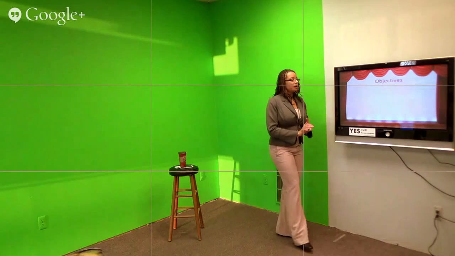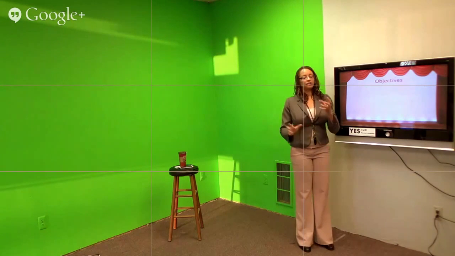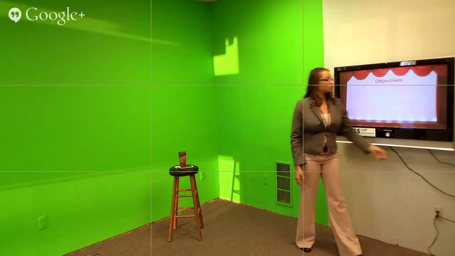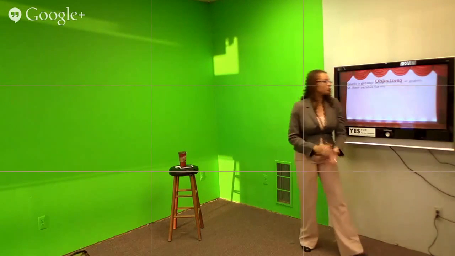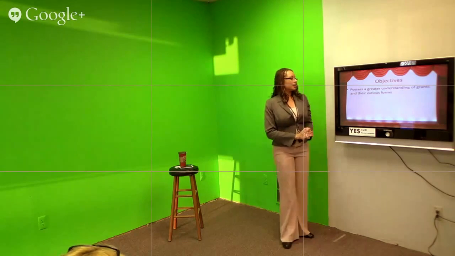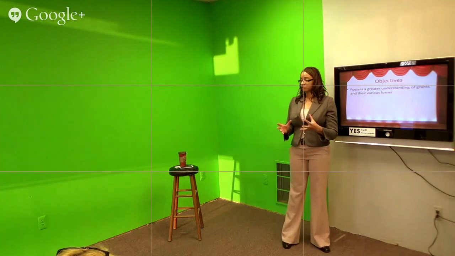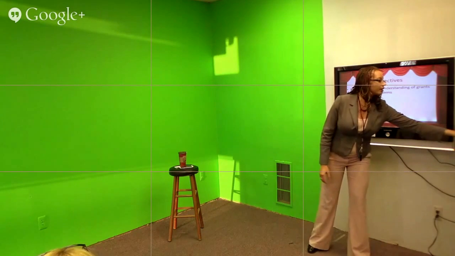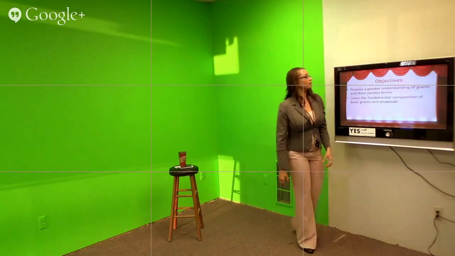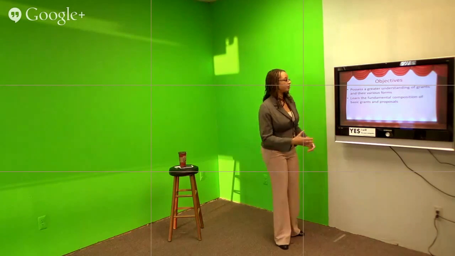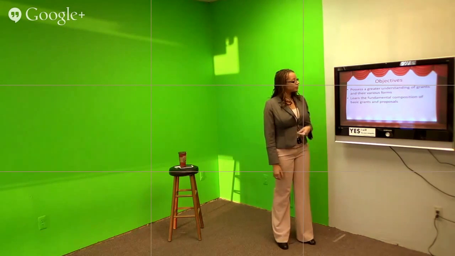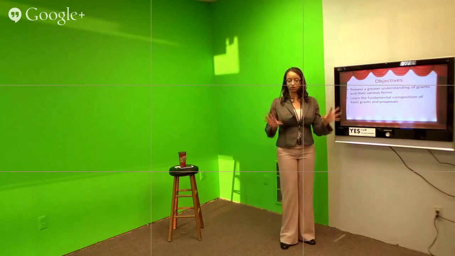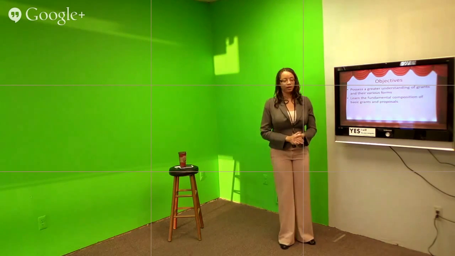So objectives, we always want to make sure that you're taking some concrete information away from the training. So we want you to be able to possess a greater understanding of grants and their various forms. And there are different ways that we can identify what is a grant or what is another form of fund offering. I want you to learn the fundamental composition of basic grants and proposals. So there's a general body to a grant.